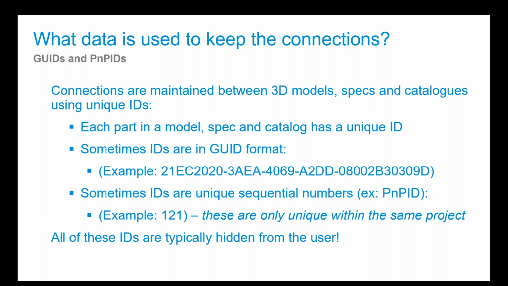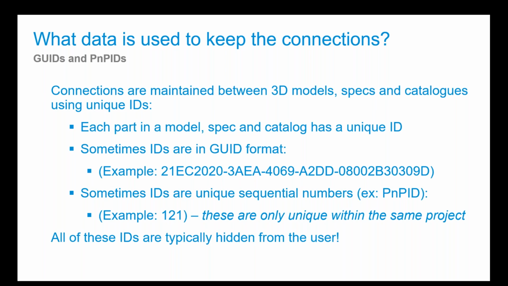Now, some of your IDs will be in GUID format. You can see an example of how the GUID format looks. We're going to later see where you can find it and what tools you need to use to find these GUIDs. And then, obviously, the PNP ID, which is in your plan database, will be numerical, like 1, 2, and so on.